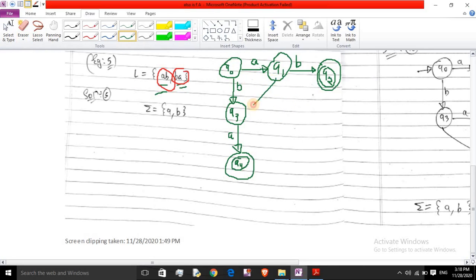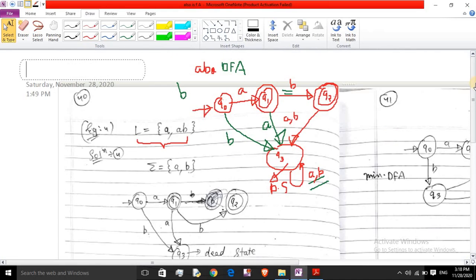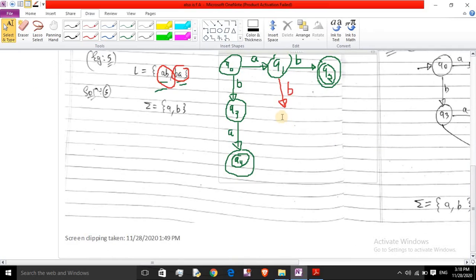Okay, on getting B, if we get a B from Q1, then we will move to this state. So if we get any A, then we will move to the next state. So the transition is also defined for this state. A and B. This is B. Sorry, my bad. Okay, now look at here. This will not be B. Sorry.